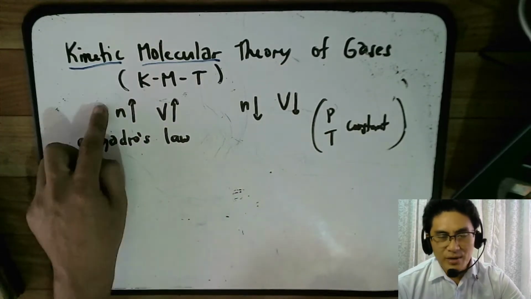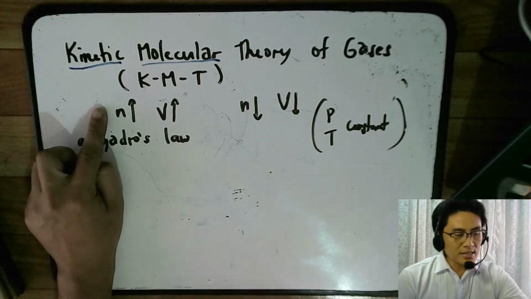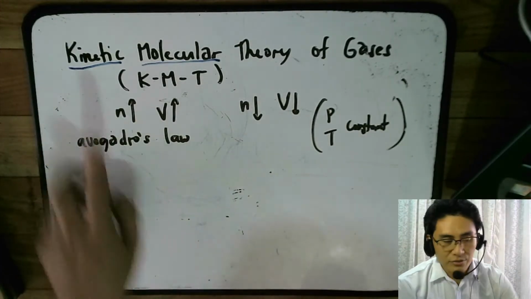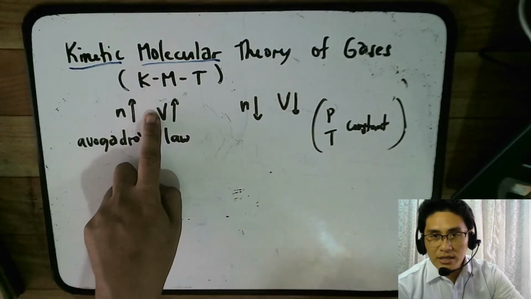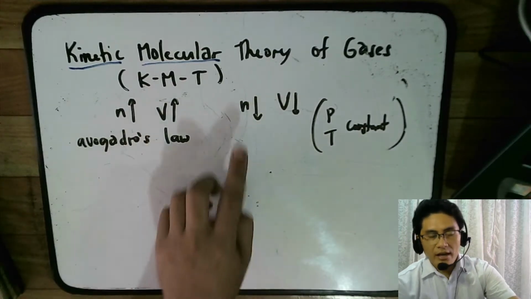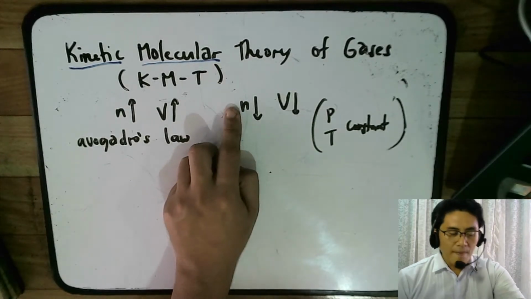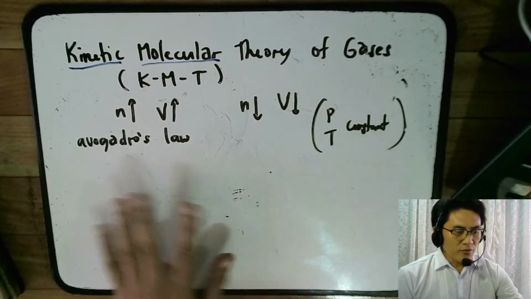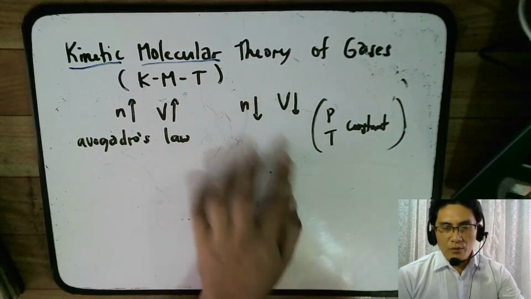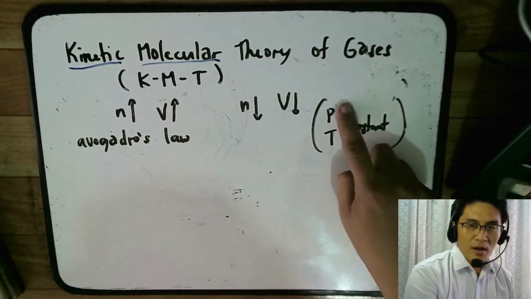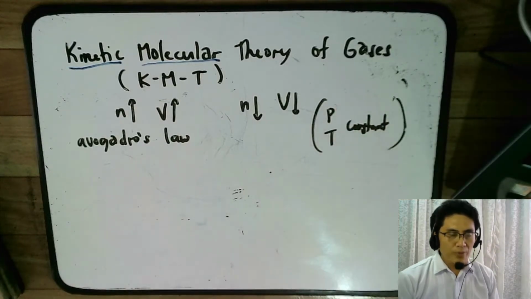It says that if you increase the number of particles of a gas in a container, the volume also increases. And if you remove or decrease the number of particles in the gas, the volume decreases. And obviously, because we are looking at n and V, we have to keep the other variables constant. So we have to keep pressure and temperature constant.